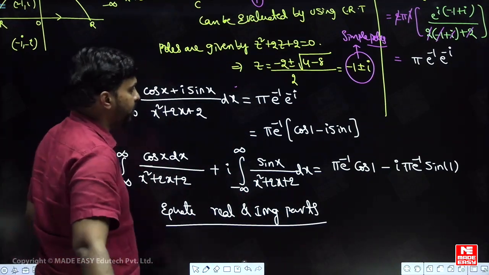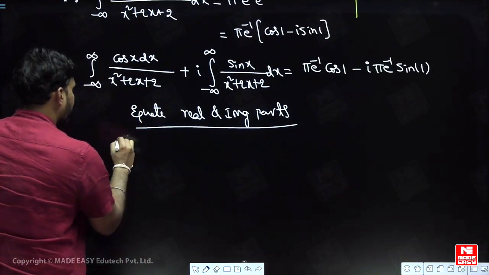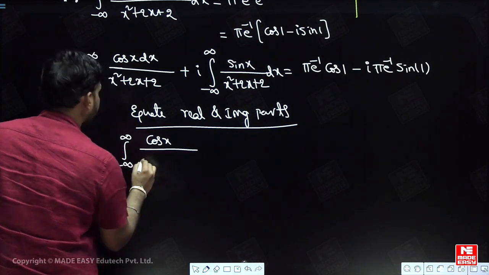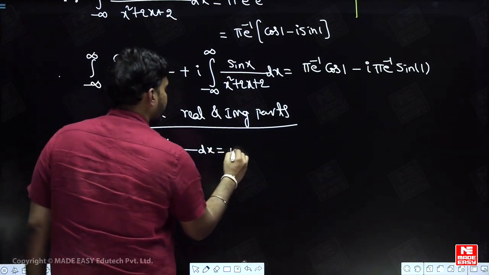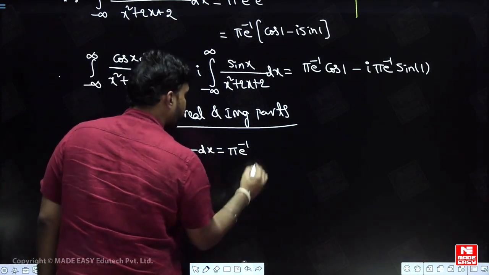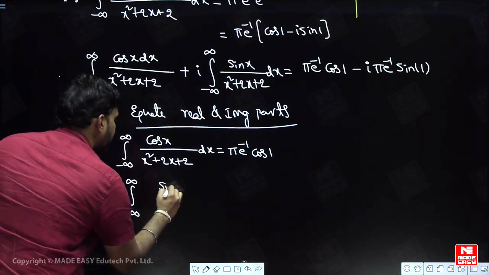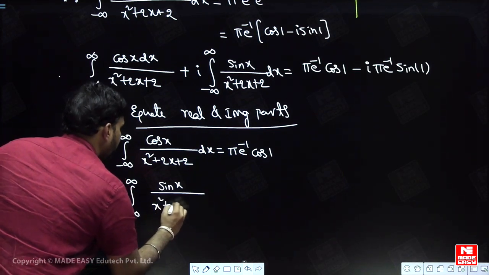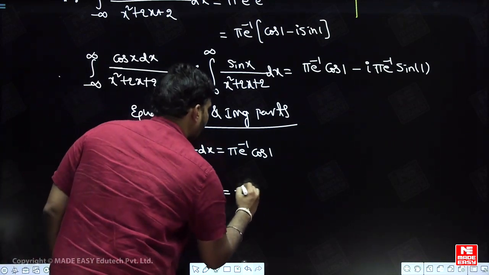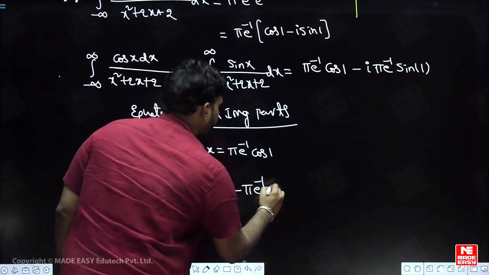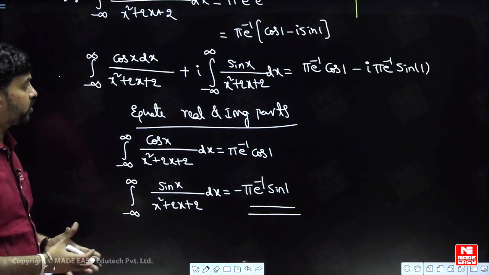By equating the real and imaginary parts, what we are getting here is that the integral from minus infinity to infinity of cos x by x square plus 2x plus 2 dx is equal to pi e power minus 1 into cos 1, and the integral from minus infinity to infinity of sin x by x square plus 2x plus 2 dx is equal to minus pi e power minus 1 into sin 1. So this is the answer for this question here.